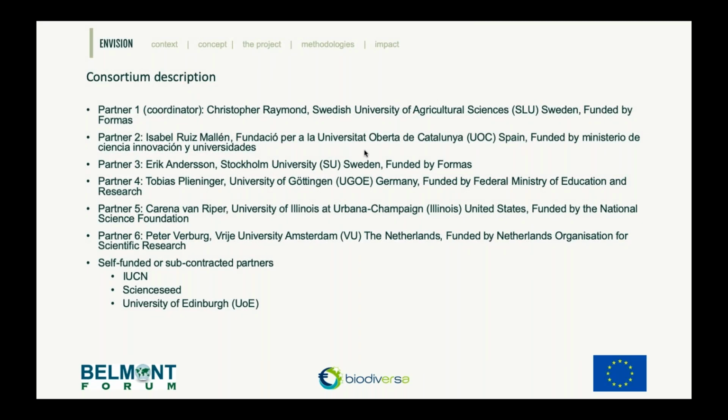On the Envision website, you can read up more about our partners, but essentially we have 6 scientific partners, partner 1 being the coordinator, myself, from SLU. We have representatives from University of Catalonia, Stockholm University, University of Göttingen, Illinois University in the United States, Free University Amsterdam, but importantly, we have subcontracted partners: IUCN, responsible for the science policy interface, Science Seed, responsible for our communications and design work, and University of Edinburgh, which is providing high-level work, and importantly, linkage to a previous project in this area called OPERAs.